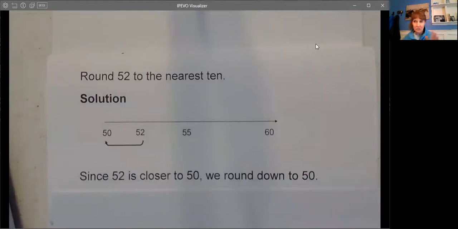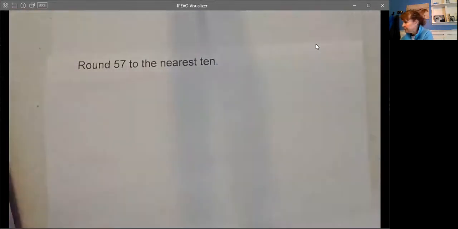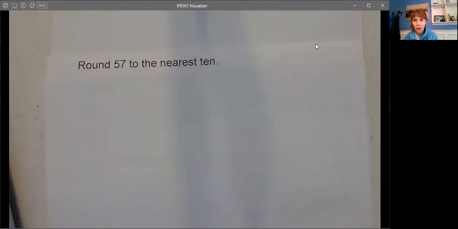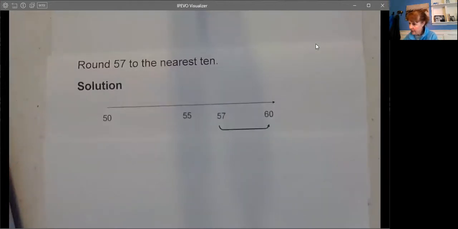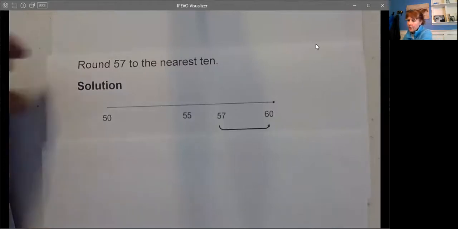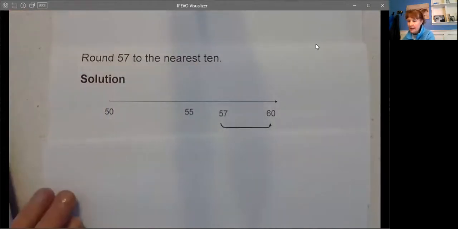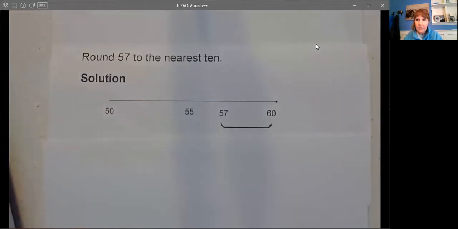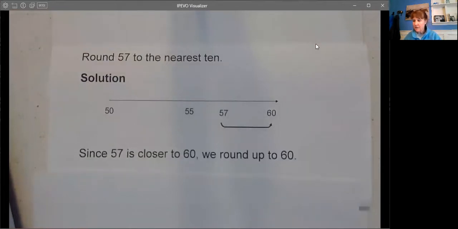All right, and another example here. Round 57 to the nearest 10, and given a graph, again, 57 is between the 50 and 60, and 57 is closer to 60 than it is to 50, which means that since 57 is closer to 60, you would round up to 60.